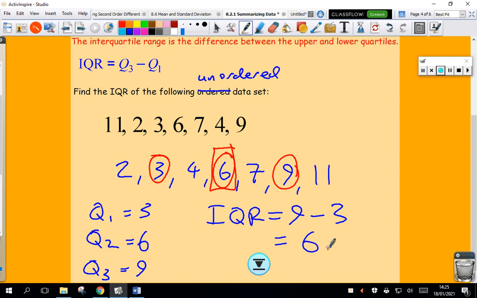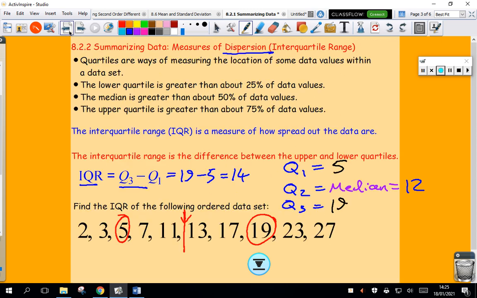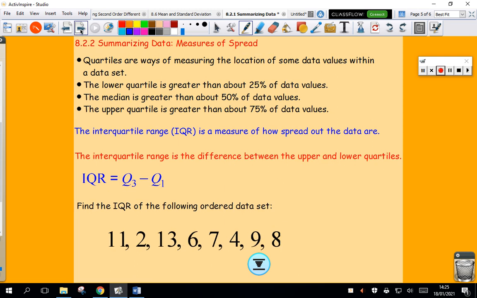Okay? That's kind of saying that this data, 6, is less spread out than this data that had an interquartile range of 14. That's really what it's saying. A smaller interquartile range would suggest it's less spread out.